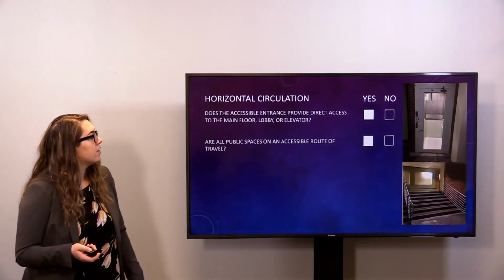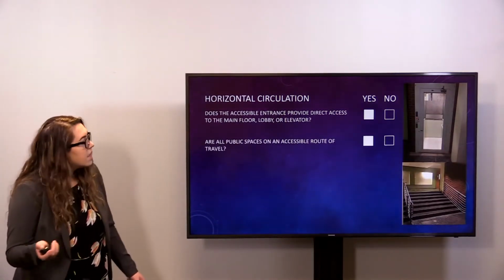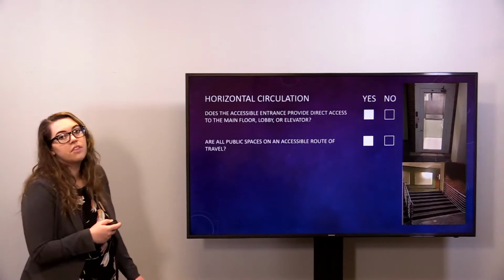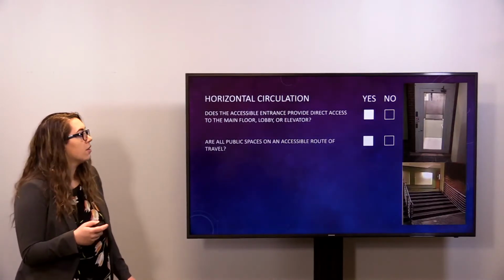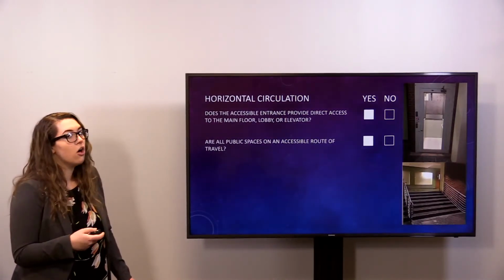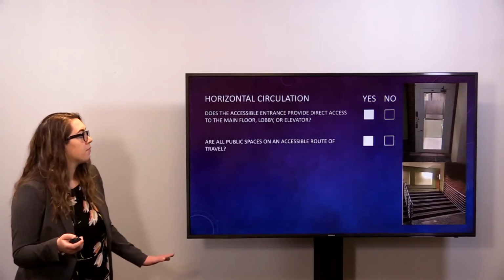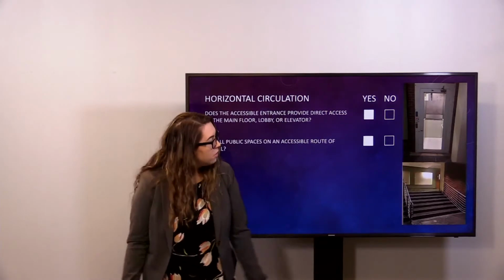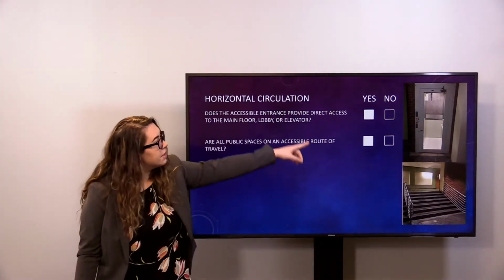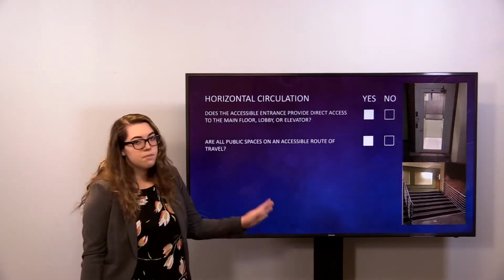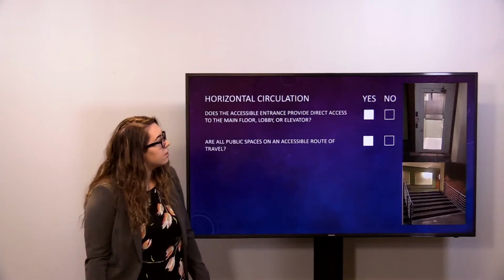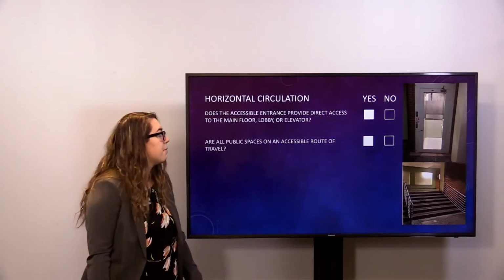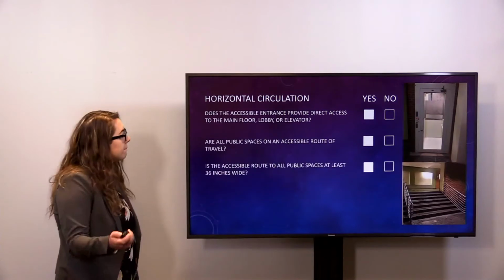Are all public spaces on an accessible route of travel? Yes. The elevators provide access to all public spaces except for this one lecture hall up here, which you can see has stairs right there, but this mini elevator was installed in order to allow access into that lecture hall.